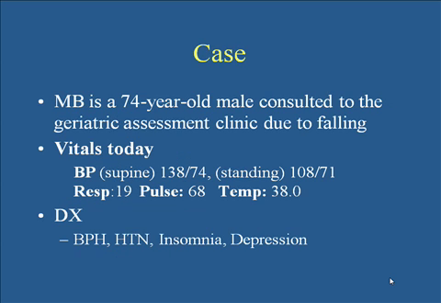So I'm going to start with a case. This is MB, a 74-year-old male, and he was recently consulted to our geriatric assessment clinic due to a falling problem, which is not an uncommon reason for a person to come into clinic. As always, we take his vitals, and as you can see, he's got some orthostasis going on there. His blood pressure, supine and standing, varied a little bit, and we'll talk about that and some of the medications that might be causing that. His diagnoses are BPH, hypertension, some insomnia, and a little depression.